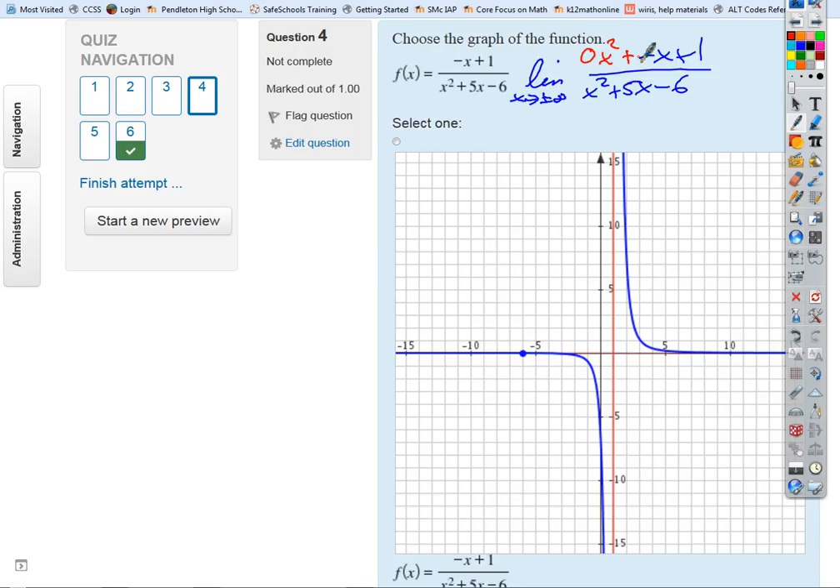What was our rule for that? If the degrees are the same top and bottom, we just take the ratio of the leading coefficients, and 0 divided by 1 is 0. So that way works also, right? Either way you go, though, you end up with a horizontal asymptote at y equals 0, so just the x-axis, right?